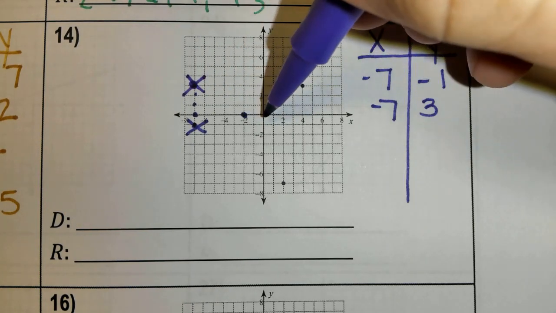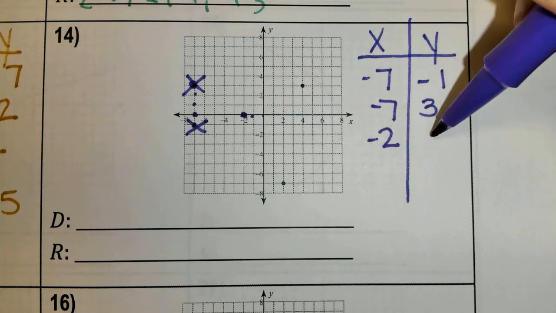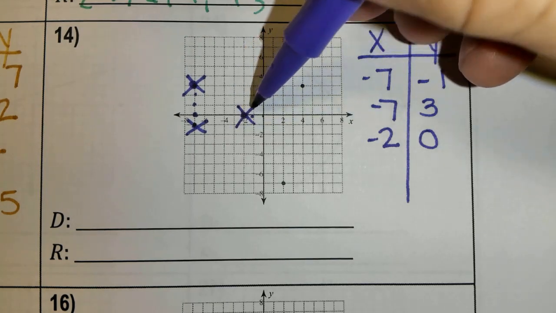Okay, this one is on the line, so I go -2. And because I don't go up or down, I moved 0. Because anything on the line is 0. Okay, so I did that one.